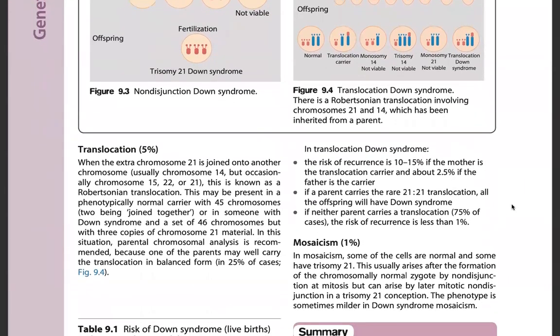Translocation accounts for 5%, when the extra chromosome 21 is joined onto another chromosome, usually chromosome 14, but occasionally chromosome 15, 22, and 21. This is known as Robertsonian translocation. This may be present in a phenotypically normal carrier, with 45 chromosomes, 2 being joined together, or in someone with Down syndrome and a set of 46 chromosomes, but with 3 copies of chromosome 21 material. In this situation, parental chromosome analysis is recommended because one of the parents may well carry the translocation in balanced form in 25% of cases.